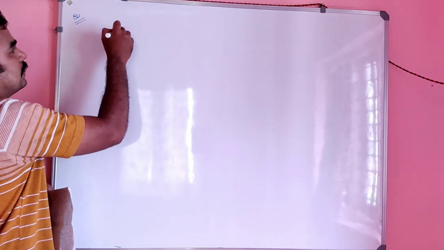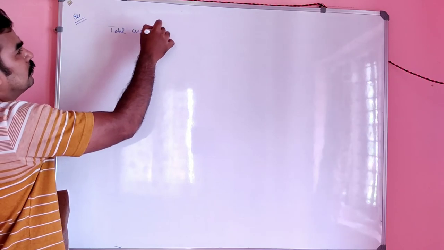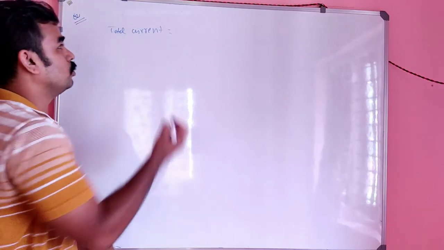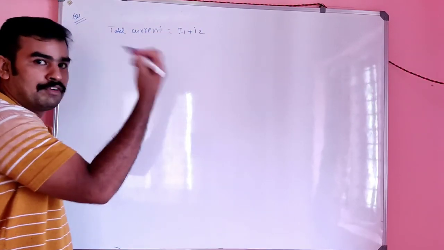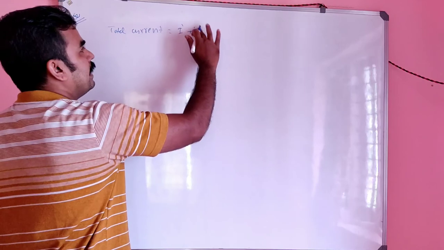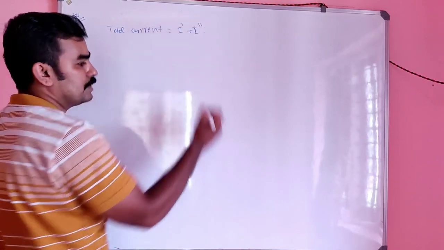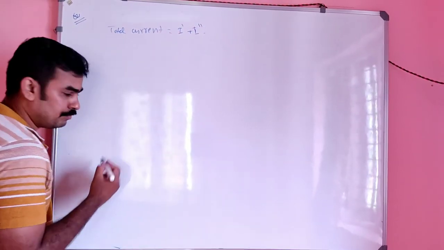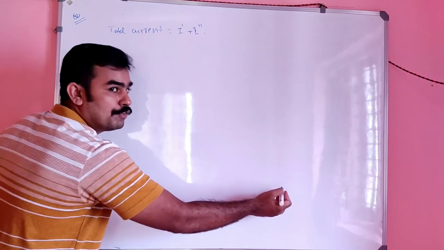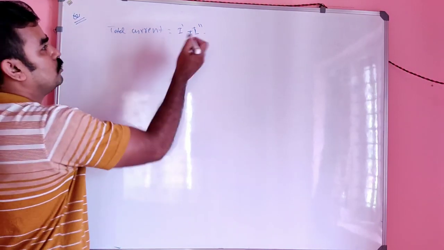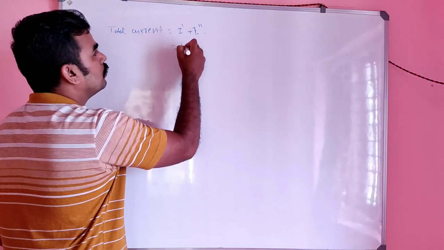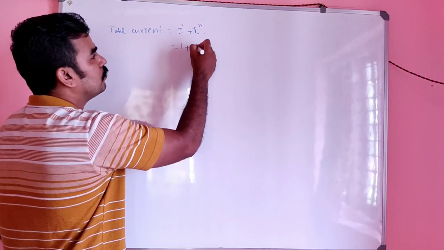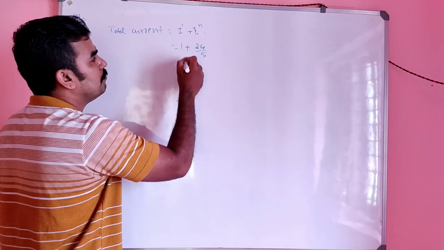So, that problem has not finished. Total current will be equal to what? Applying superposition, the total current will be equal to I1 plus I2. That means I for the first case, let it be I dash, and I for the second case, let it be I double dash. The total current will be I dash, which was 1 ampere, plus I double dash, which is 24 by 5. So this will be the answer.